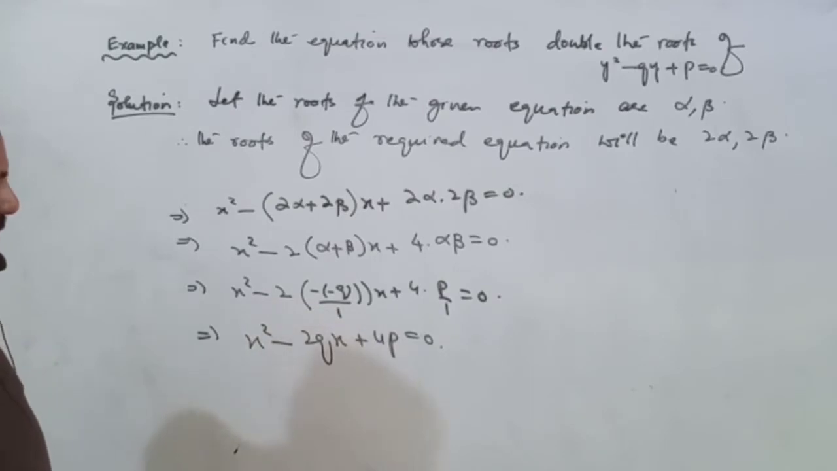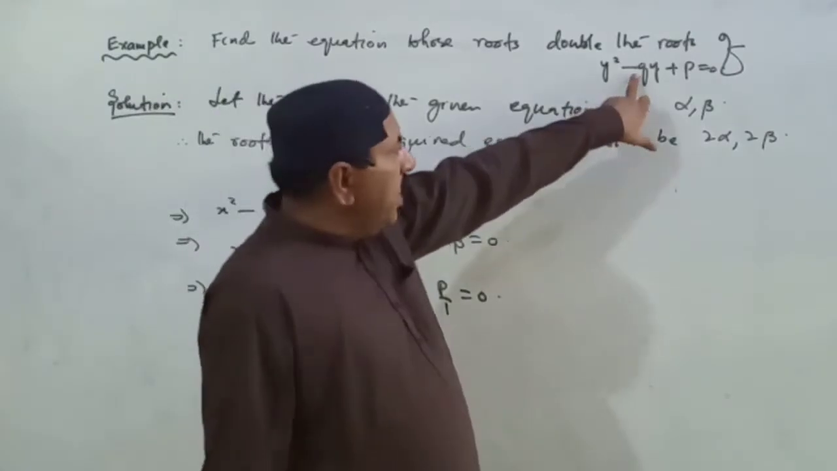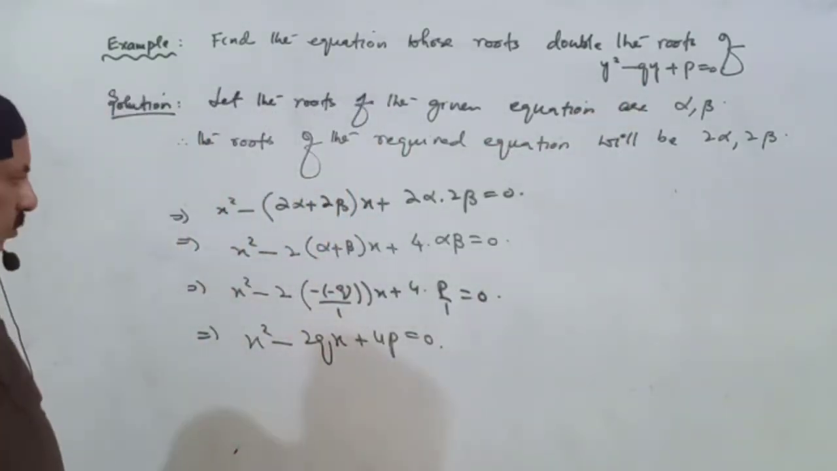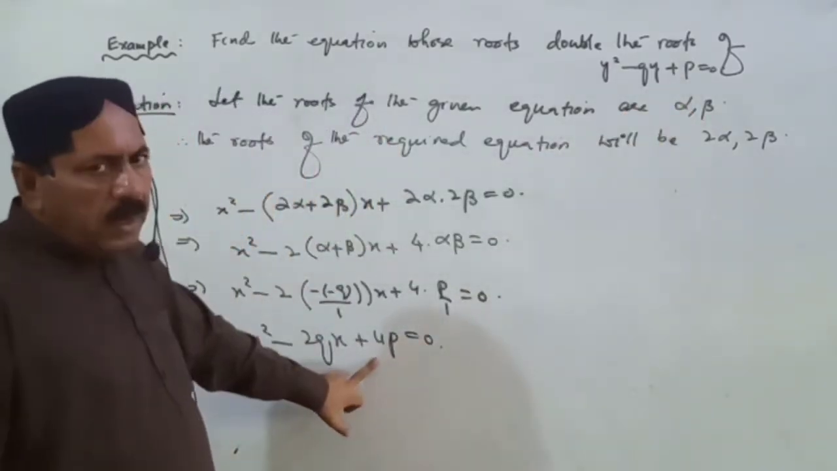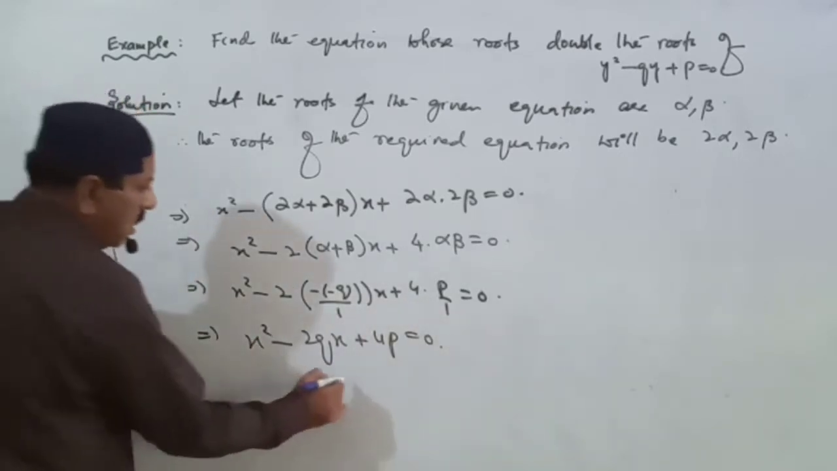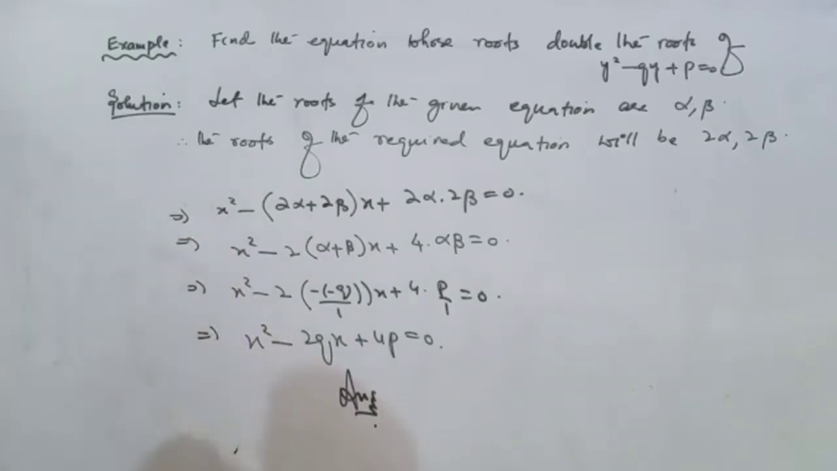So q becomes 2q, q increases 2 times, p becomes 4p, p increases 4 times. So this is the answer.